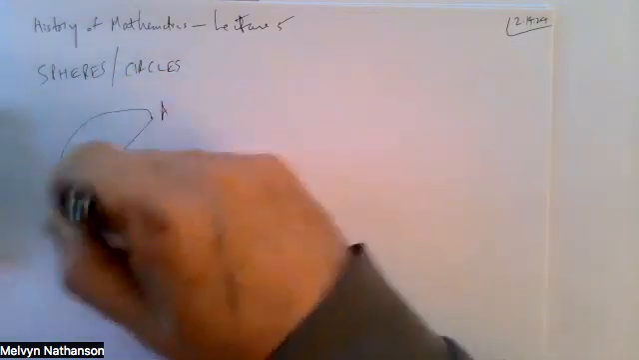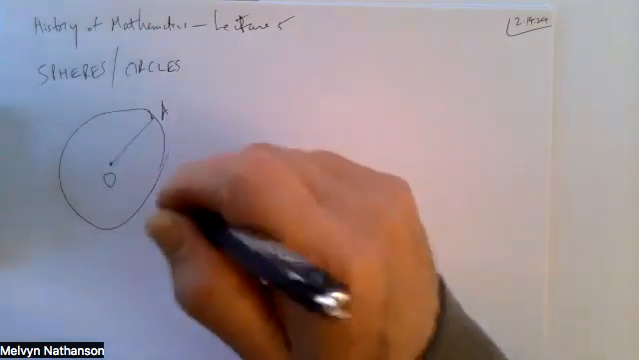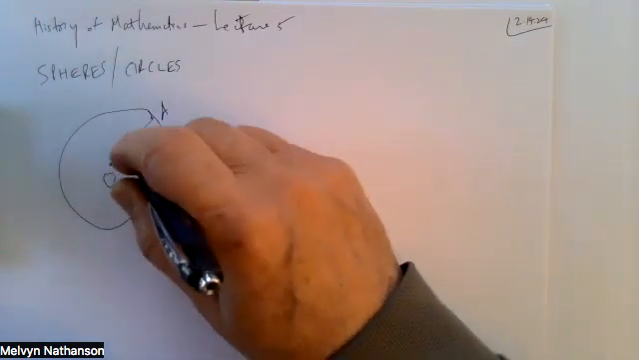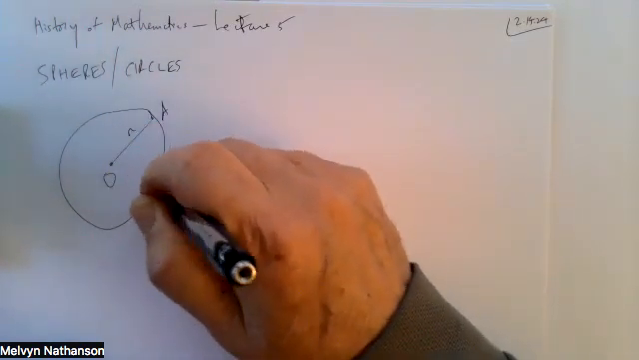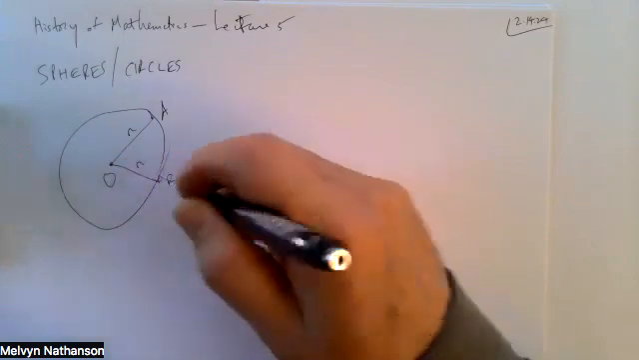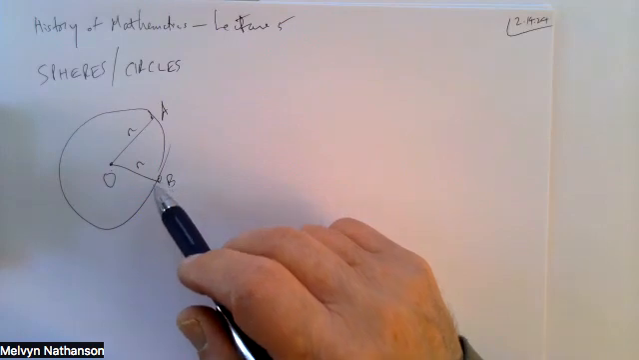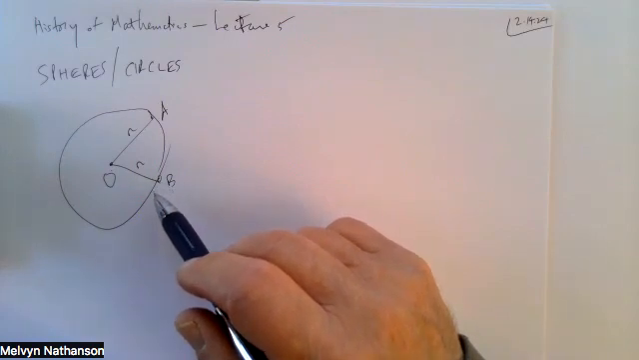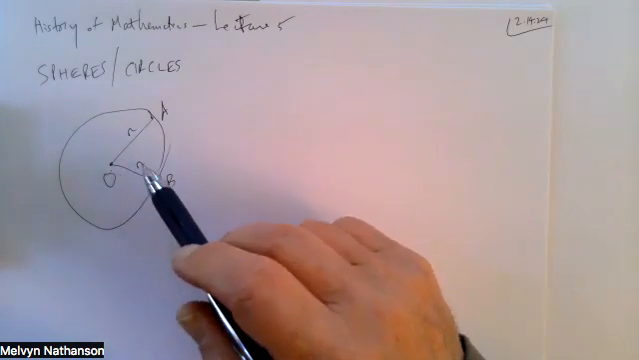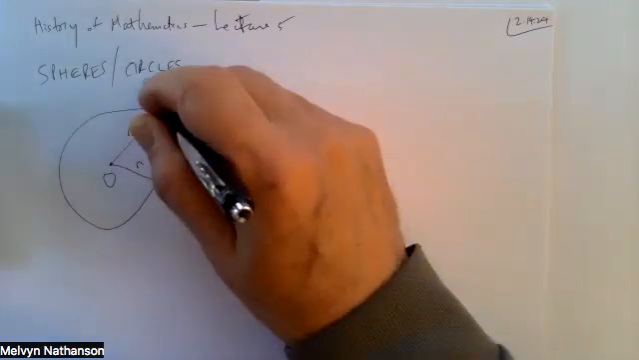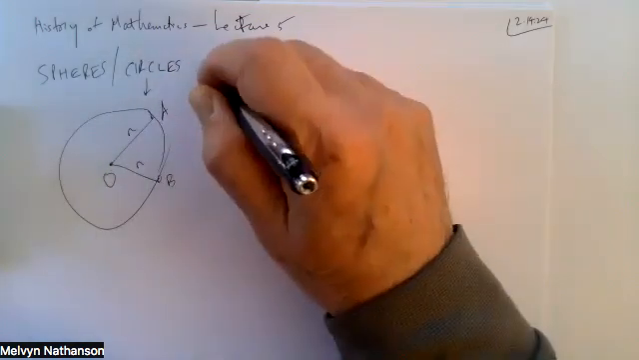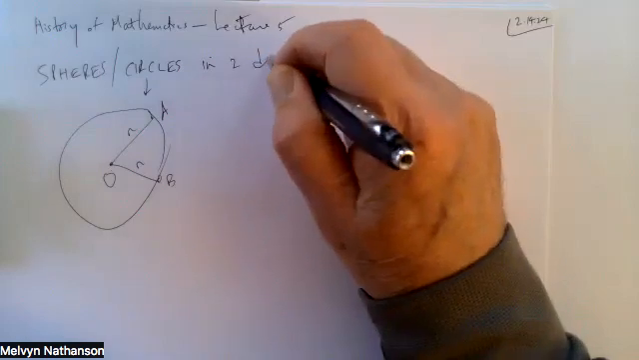So forgive this drawing, but if this is R, if I take any other point on the circle, the distance from the center to this other point B is R. And if you have a point whose distance from the center is R, it's on the circle. So that's how you define a circle in 2 dimensions in a plane.